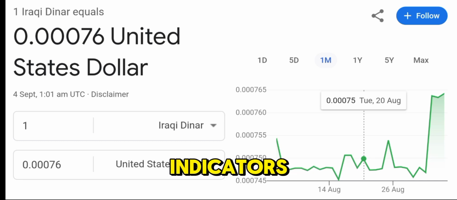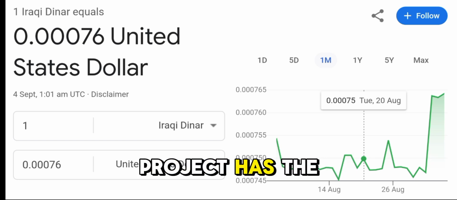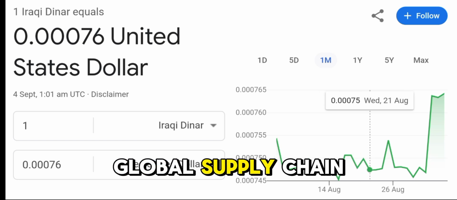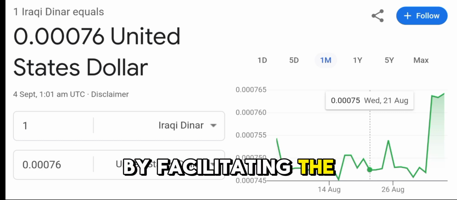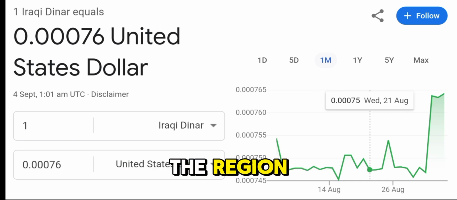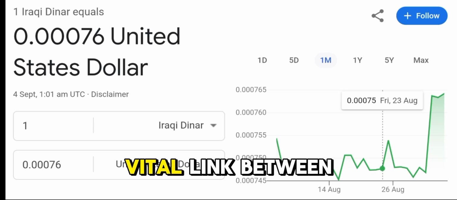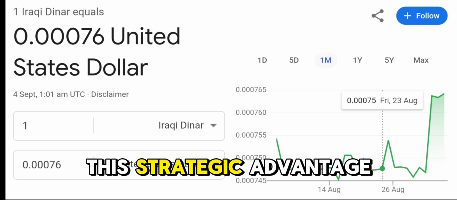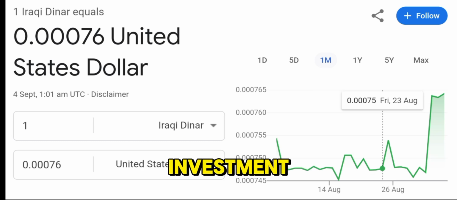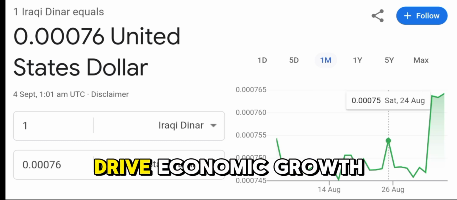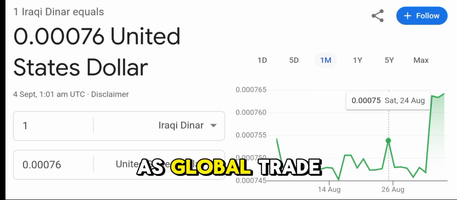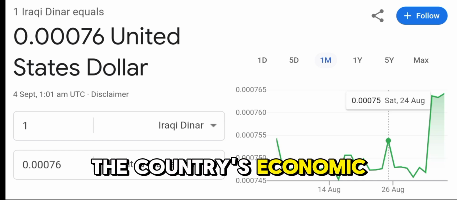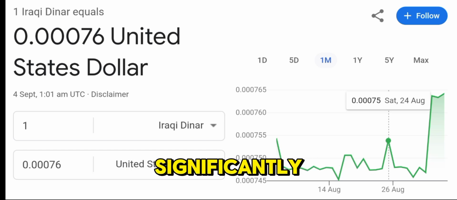Beyond these economic indicators, the Development Road Project has the potential to transform Iraq into a critical hub in the global supply chain. By facilitating the movement of goods and energy across the region, Iraq can position itself as a vital link between Asia, Europe, and the Middle East. This strategic advantage will attract foreign investment, create jobs, and drive economic growth. As global trade routes shift to include Iraq as a major player, the country's economic prospects will improve significantly.